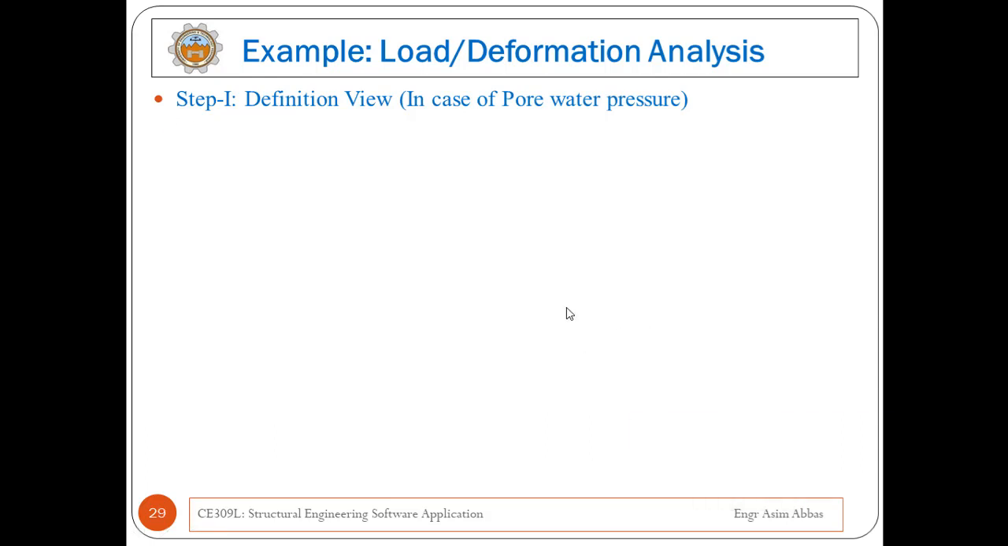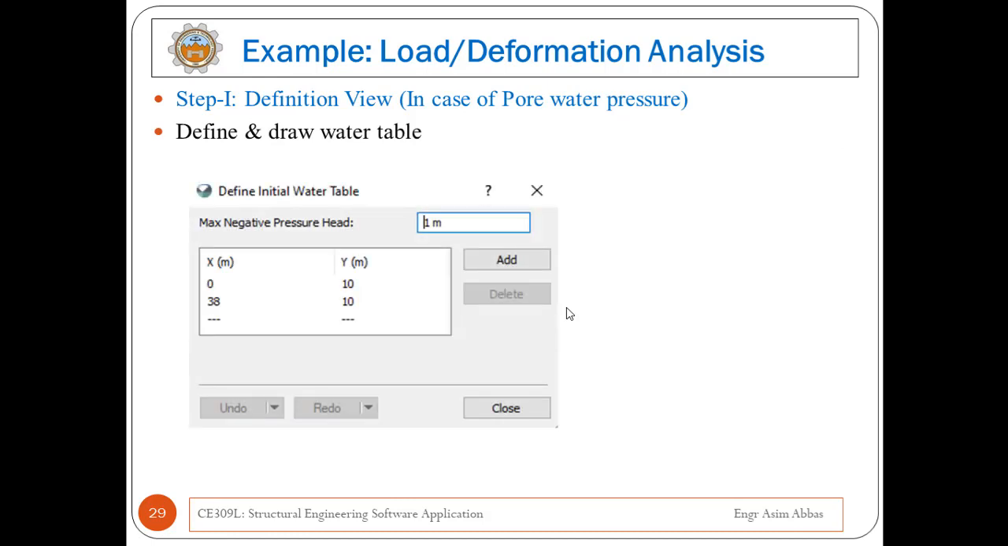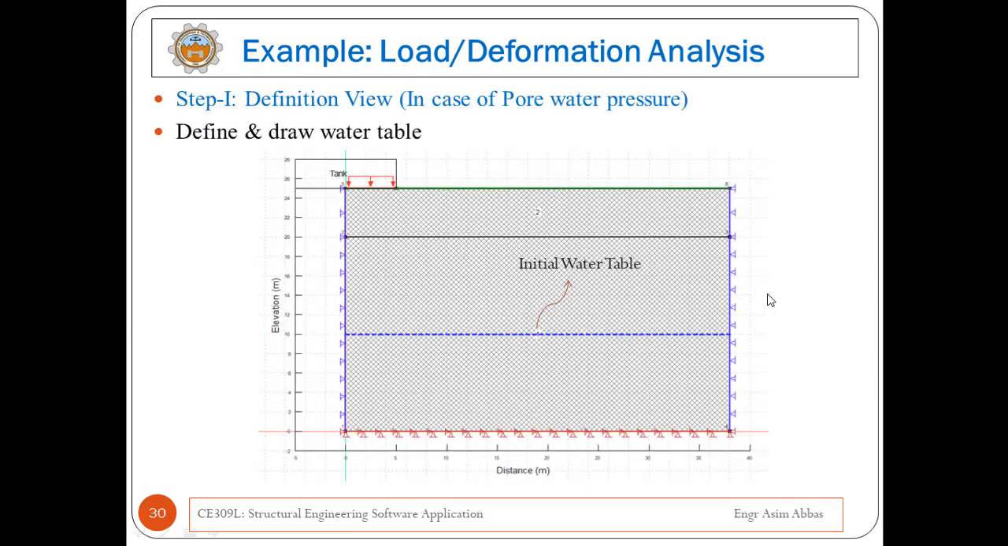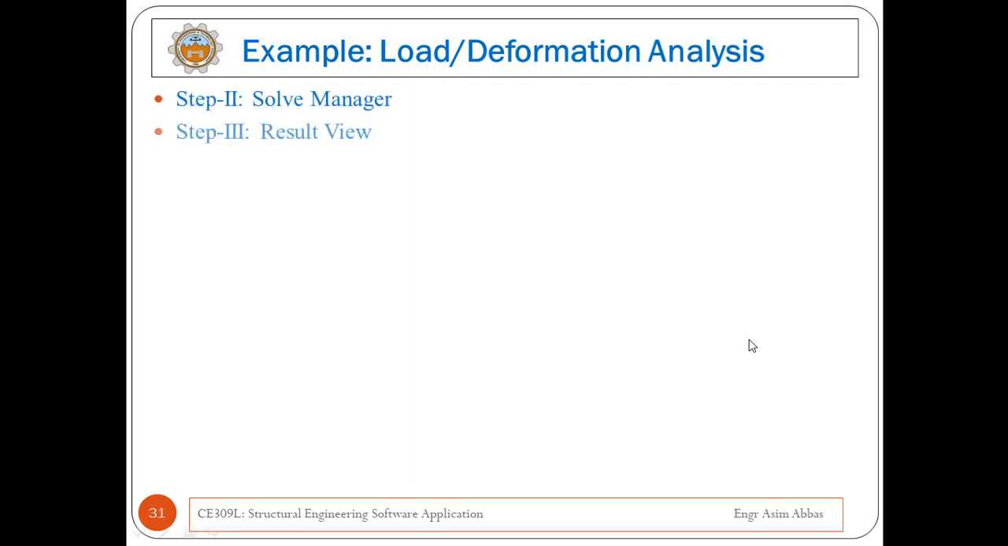Here we will define the initial pore water pressure condition as a water table at this location. We will draw the water table at the given location, entering the coordinates of the water table line, and specify the maximum negative pressure head. Once the water table is drawn, we can solve this example and display different results: total water head, pore water pressure and pressure head.